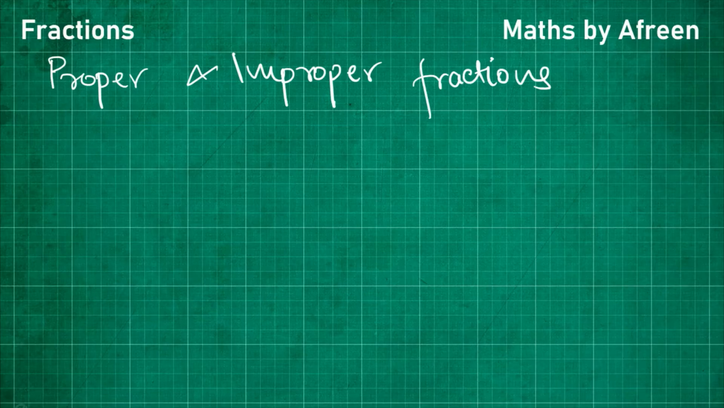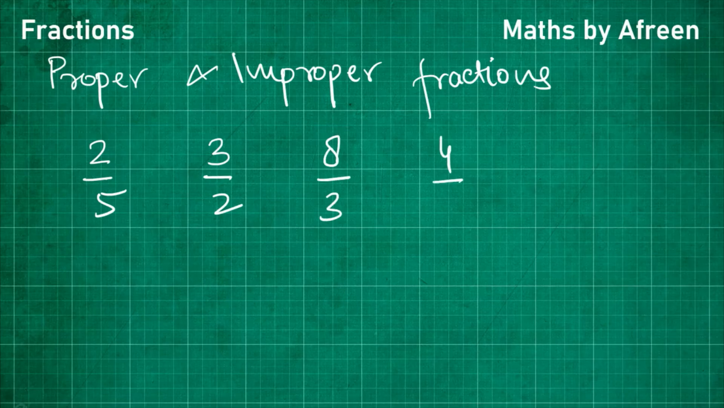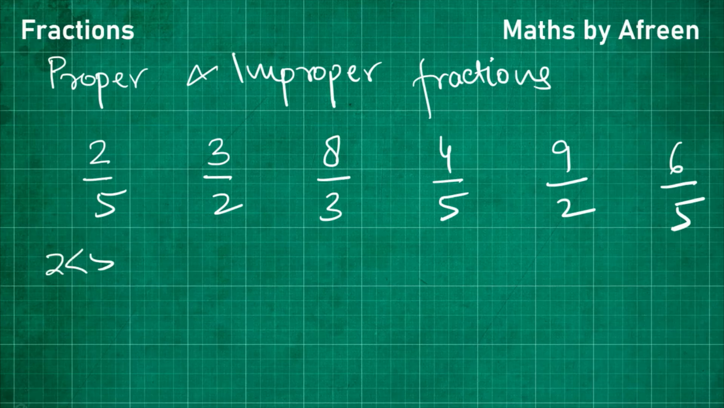So our first fractions are 2 by 5, 3 by 2, 8 by 3, 4 by 5, 9 by 2 and 6 by 5. We have to tell what are the proper fractions and what are the improper fractions. If you look closely, 2 by 5, here 2 is smaller than 5. That means numerator is smaller than the denominator. That means it is a proper fraction.